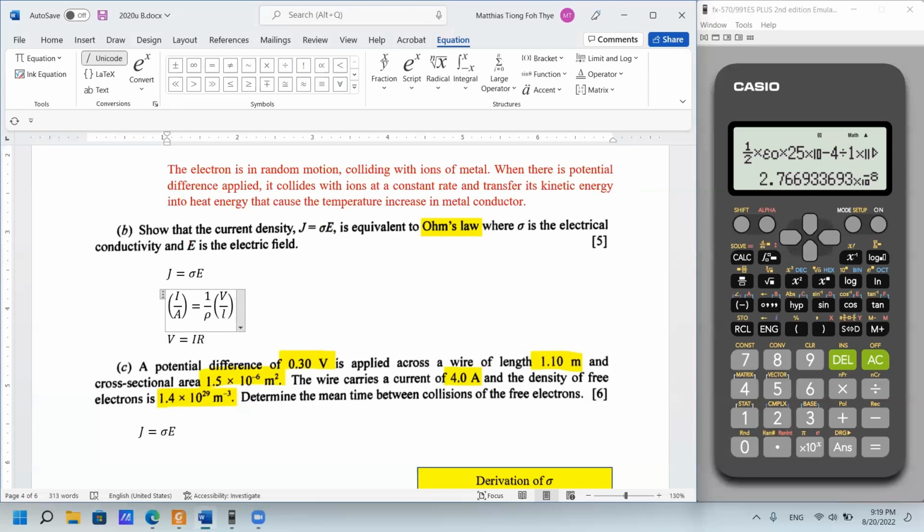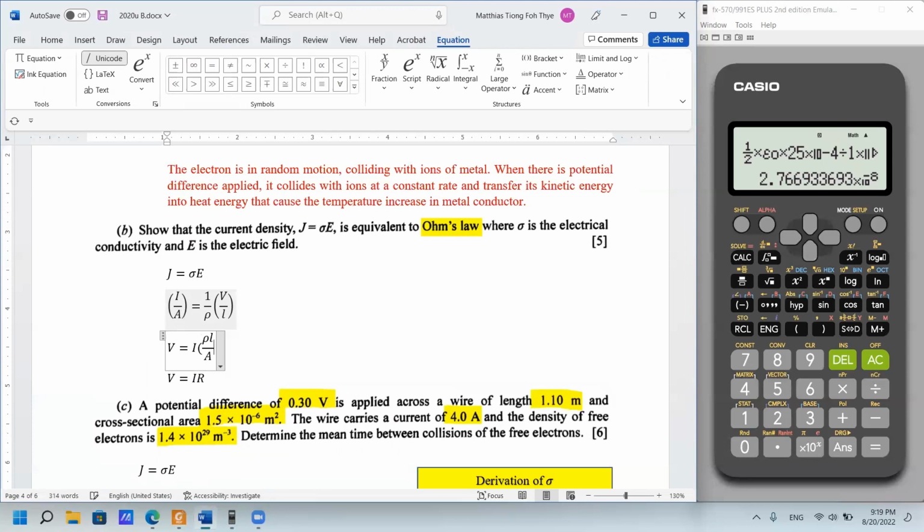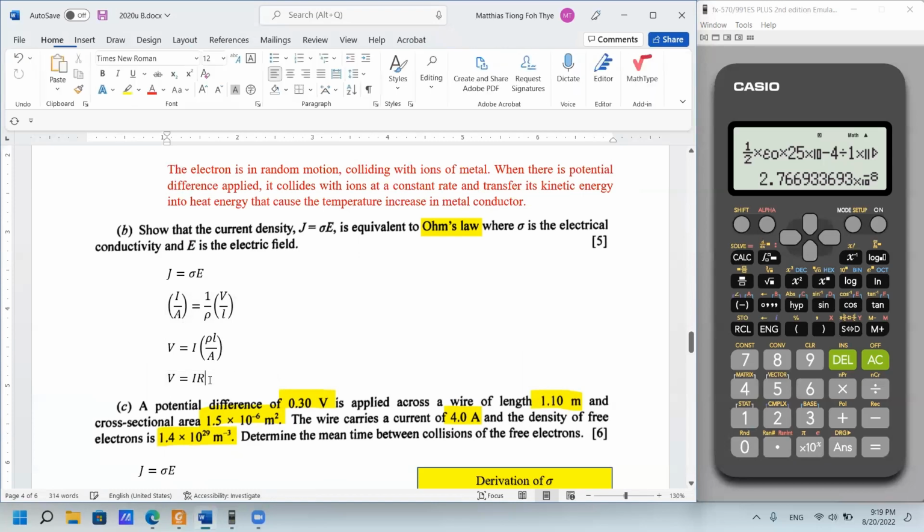Now we're going to rearrange the equations. Then we have V equal to the current multiplied by rho L over A. If you remember the formula of the resistance, it is R equal to rho L over A. So from here, we can prove that J equal to sigma E is related to Ohm's law.